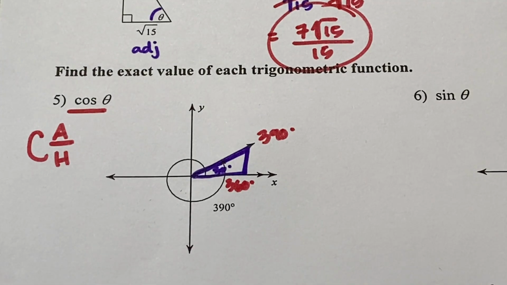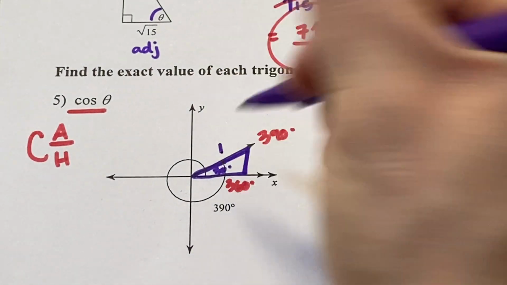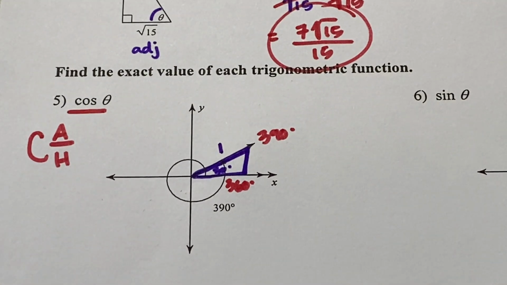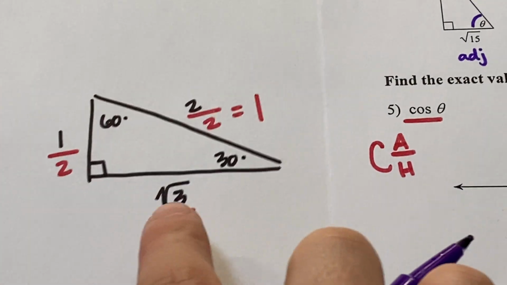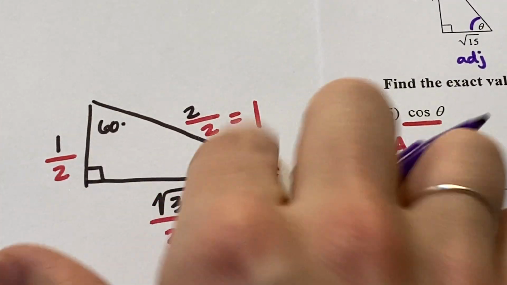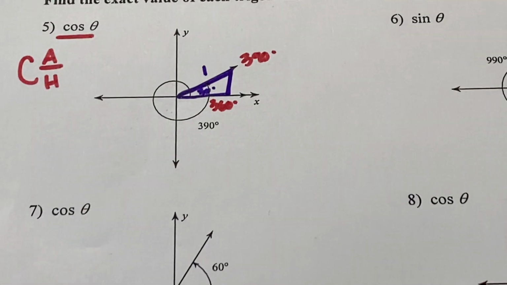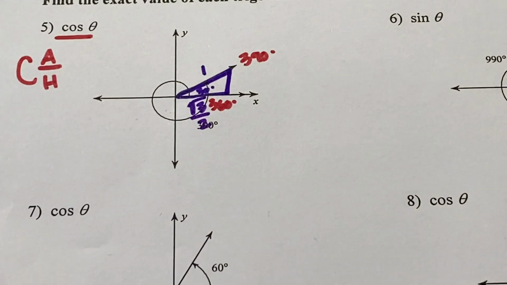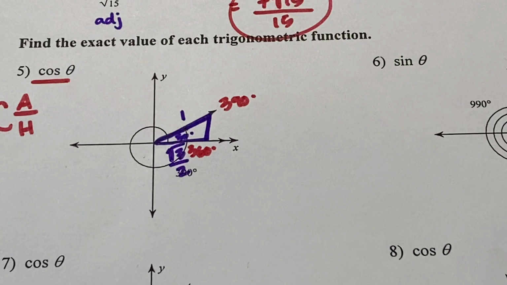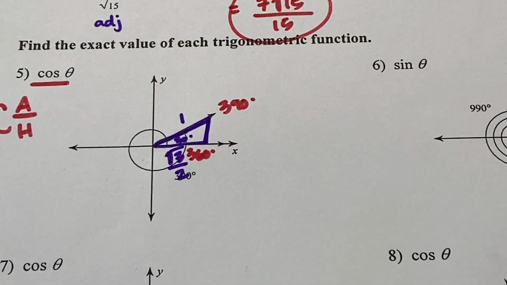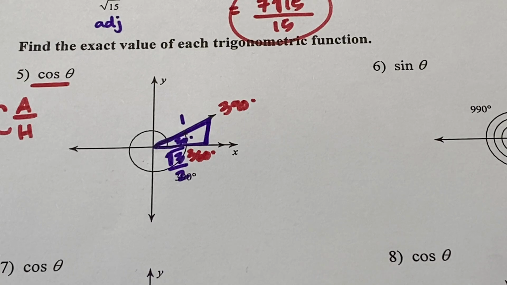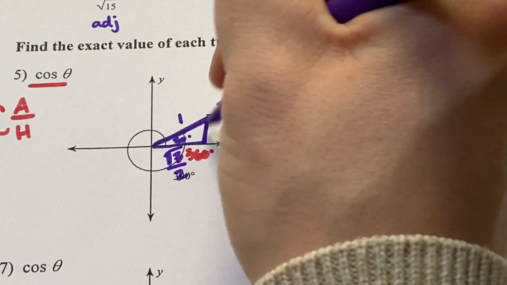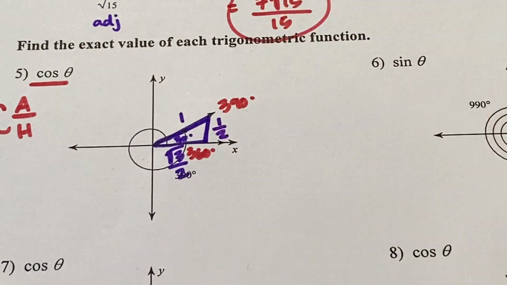Okay, well now I can label these sides. My new side of the hypotenuse was 1, right, because 2 divided by 2 was 1. I'm getting these sides from right here. The side closest to my 30 degrees turned into root 3 over 2. Kind of messy to see, but that side is root 3 over 2. Again, just these sides that we drew on the back of our paper. And then this other side right here, 1/2.